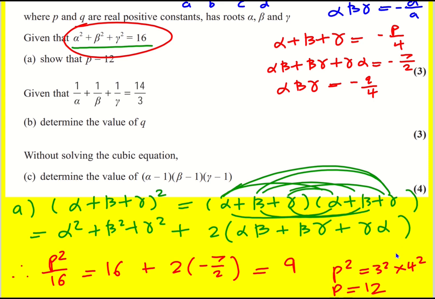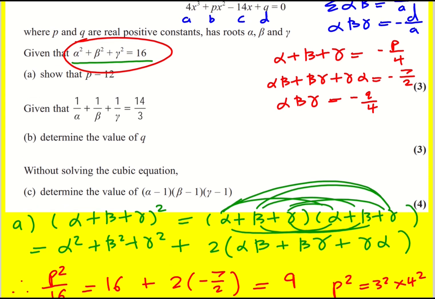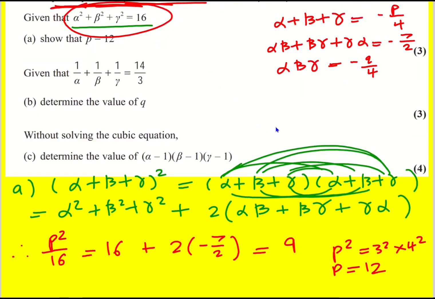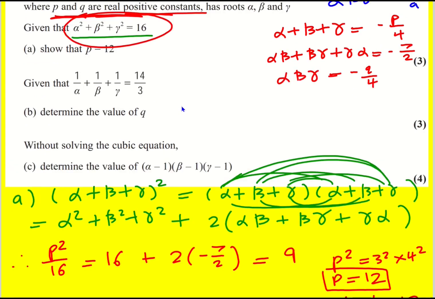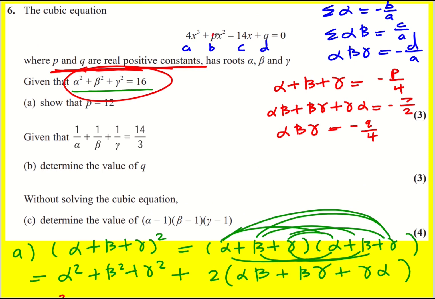Now, is it not plus or minus 12? We're told right at the start that p and q are real positive constants. So although in theory it could be minus 12 here, we're going to reject the negative. Right, so I can update my equation slightly. I've got plus 12 here, plus 12x squared.